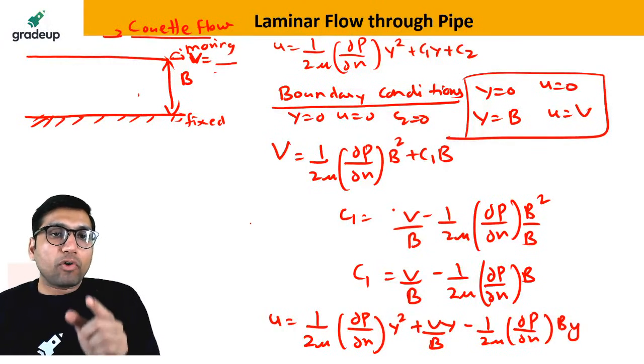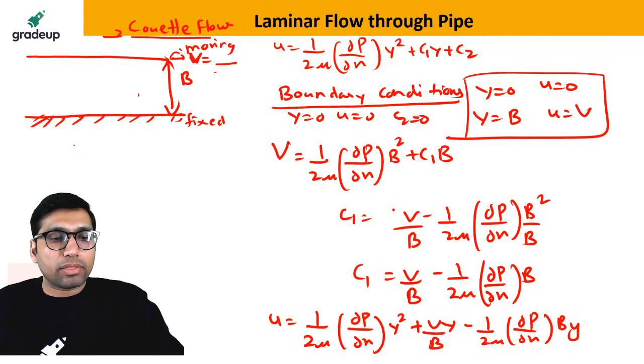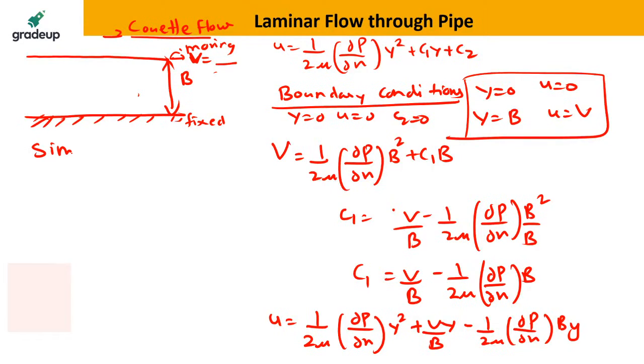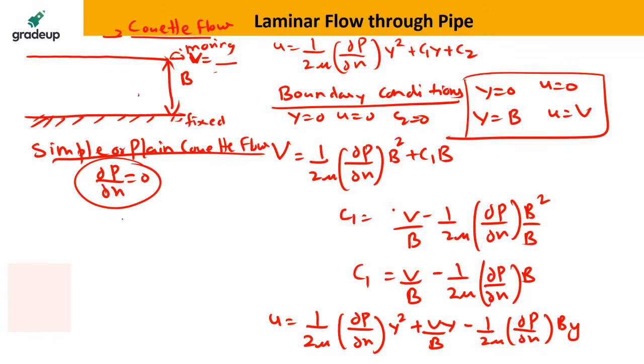But in the Couette flow, we have a very special case, the simple or plain Couette flow. What is simple or plain Couette flow? Simple or plain Couette flow is when the pressure gradient becomes 0. When the pressure gradient becomes 0, at that condition this term will become 0, this will become 0.